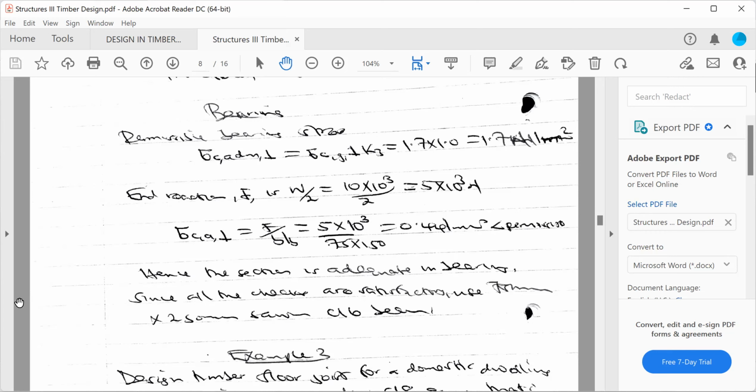So then the general conclusion we say: since all the checks are satisfied, use 75 millimeter times 250 millimeter C16 beam. Because you are testing whether the C16 beam is suitable. So you conclude, use C16 beam.